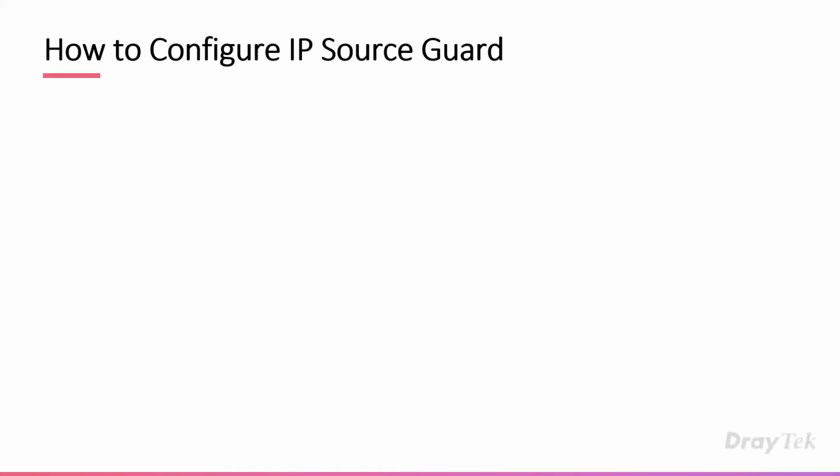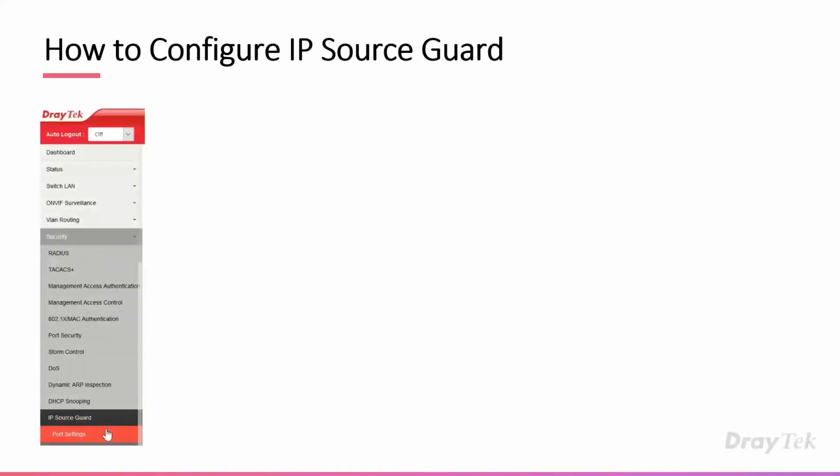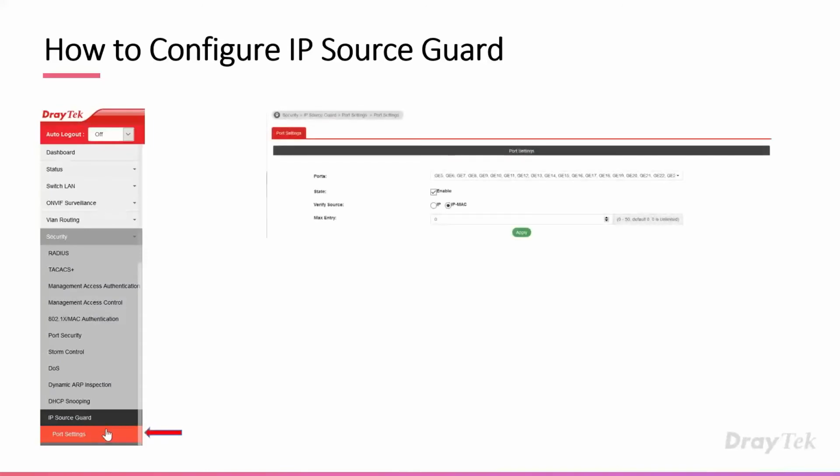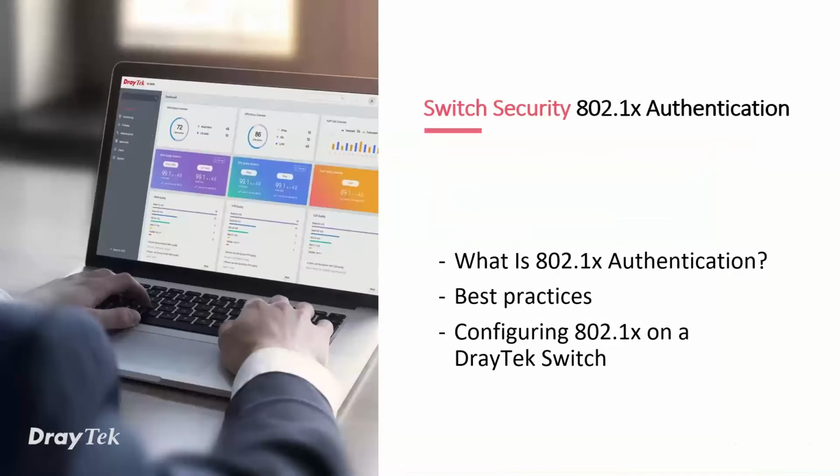Let's quickly have a look at how we configure the IP source guard on our switches. Back on the switch, under security, IP source guard, on the port settings, we select the ports that we want to enable the feature on. We enable it, and the verify source should be set to both IP address and MAC address. Applying that should enable the feature on the selected ports.